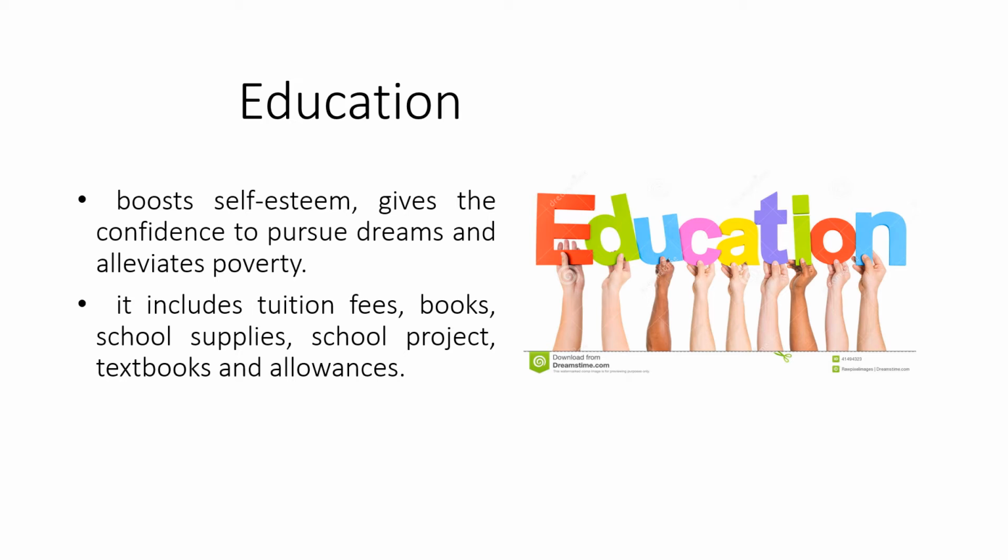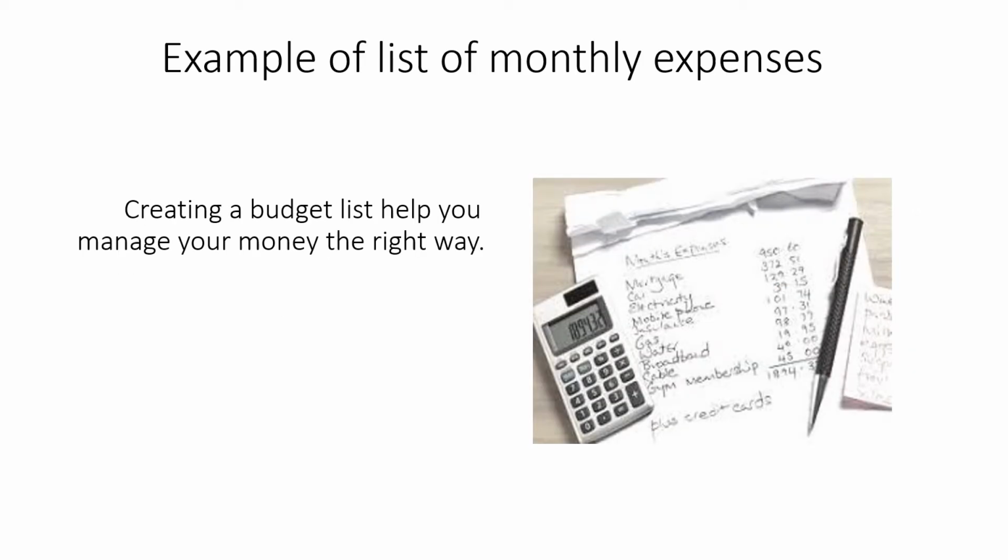Education boosts self-esteem, gives the confidence to pursue dreams, and alleviates poverty. It includes tuition fees, books, school supplies, school projects, textbooks, and allowances. Example of a list of monthly expenses. Creating a budget list helps you manage your money the right way.